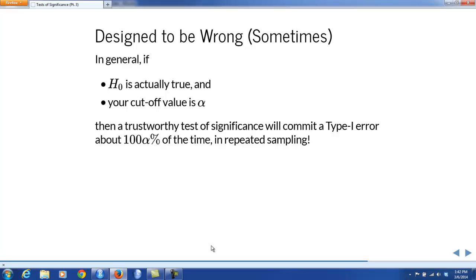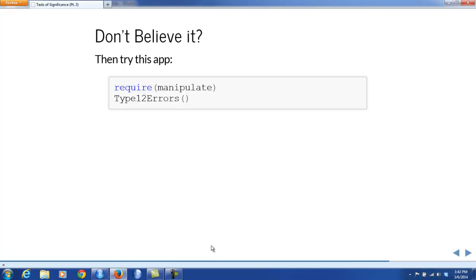time in repeated sampling. So if you had a looser cutoff, say alpha equals 0.10, and if the null were true all along, and if you took sample after sample from the population, then about 10% of the time you would incorrectly reject the null hypothesis. If you don't believe it, then try this Manipulate app.